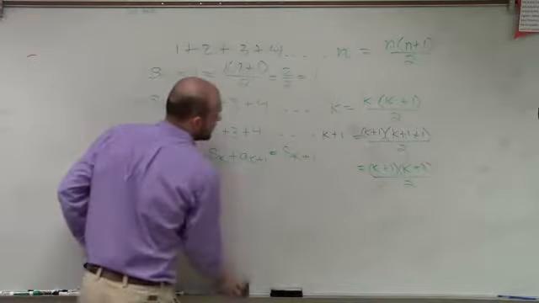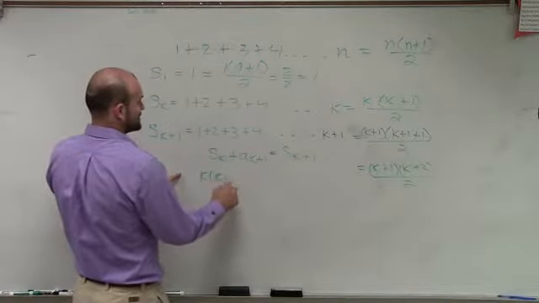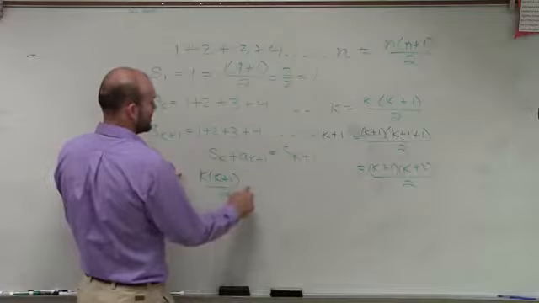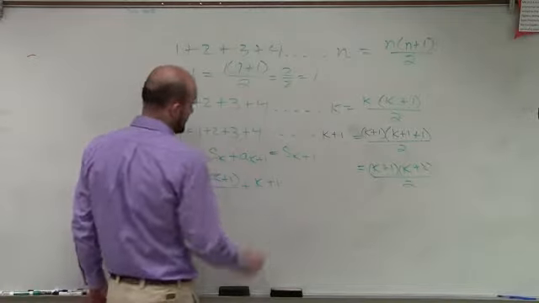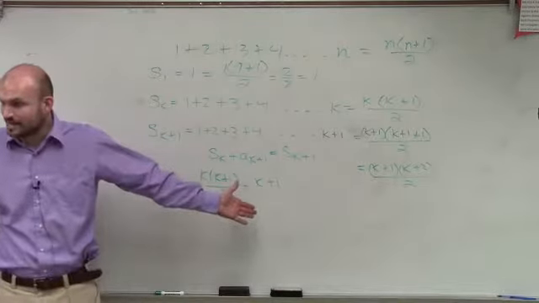I'm sorry. S of k is k times k plus 1 divided by 2, right here. Plus k plus 1. Sorry, I was thinking about how I was going to get my fraction. All right, so therefore, we have this.